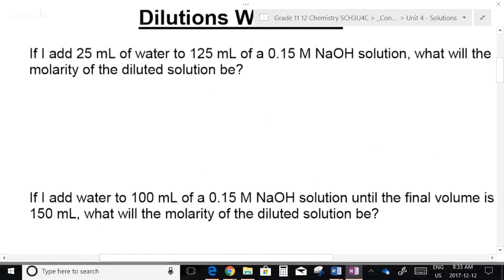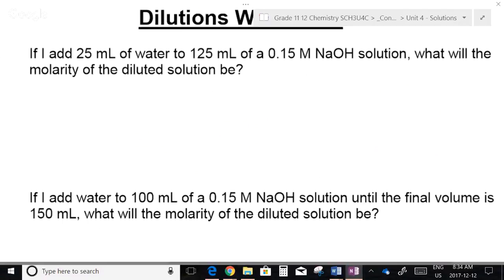But this first one: if I add 25 milliliters of water to 125 mils, as soon as you see that, what do we know we're doing? If I'm adding water to a solution, I'm diluting. I'm changing the concentration, and I'm not changing it by adding more of the thing we're dissolving, the solute, but by changing the volume.